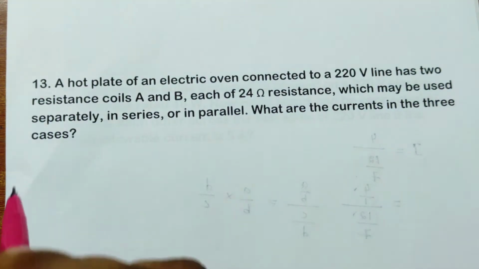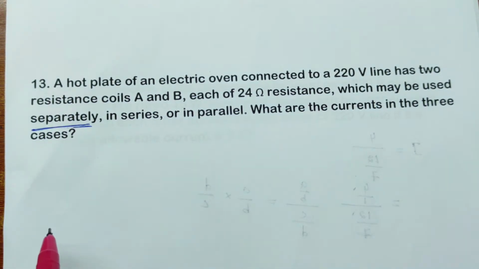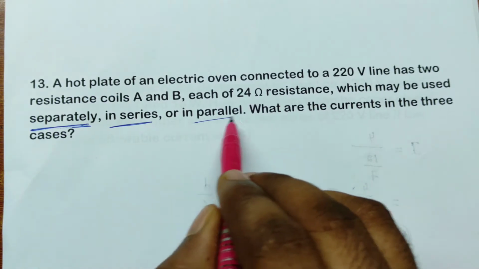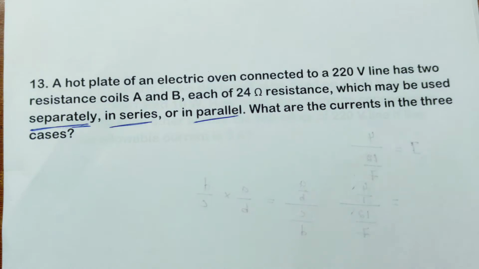A hot plate of an electric oven connected to a 220 volts line has two resistance coils A and B, each of 24 ohms resistance, which may be used separately. This is very important. If we want, we can use them separately. This is case 1. And if we want, we can use them in series. This is case 2. And if we want, we can use them in parallel. This is case 3. What are the currents in these three cases, that is what they are asking.